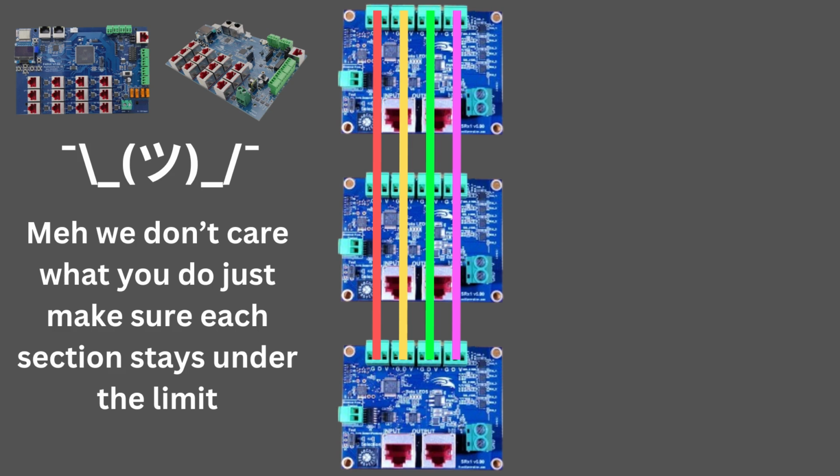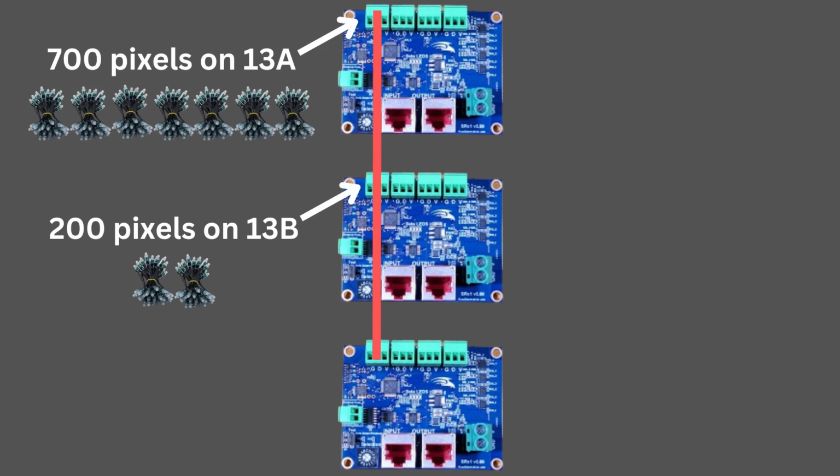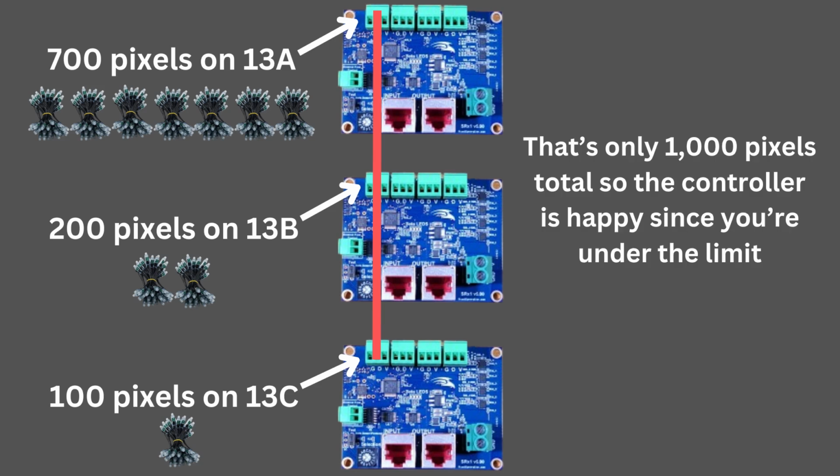So the controllers don't care at all how many pixels you have per port, as long as all the ports together in that section do not go over the limit, which is 1024 pixels right now. So I could have 700 pixels on port 13A, 200 on 13B, then 100 on 13C. And combined, that's only 1000 pixels, so the controller's happy. It doesn't care, because you're not going over the limit.